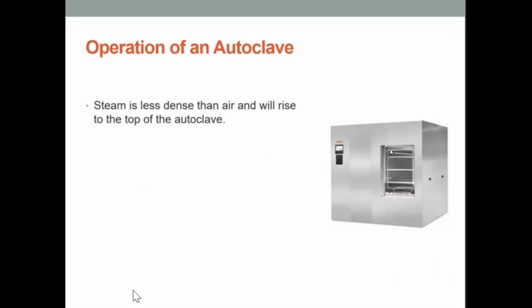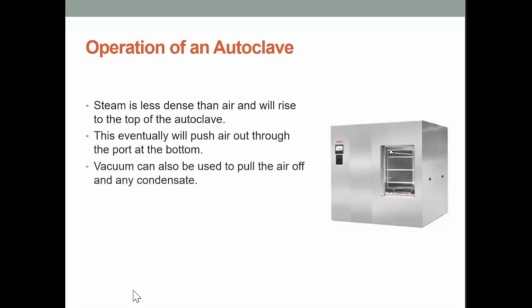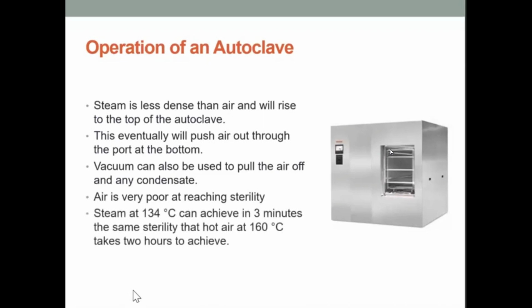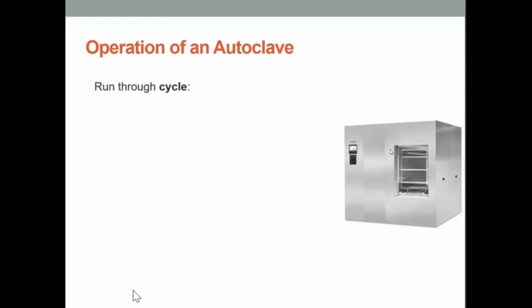The operation of an autoclave. So steam is less dense than air, and it will rise to the top of the autoclave. This will eventually push out the air through the port at the bottom. A vacuum is also used then to pull the air off and to pull off any condensate that may be there as well. Air is very poor at reaching sterility. Steam at 134 degrees Celsius can achieve in 3 minutes the same sterility that a hot air at 160 degrees takes 2 hours to achieve.